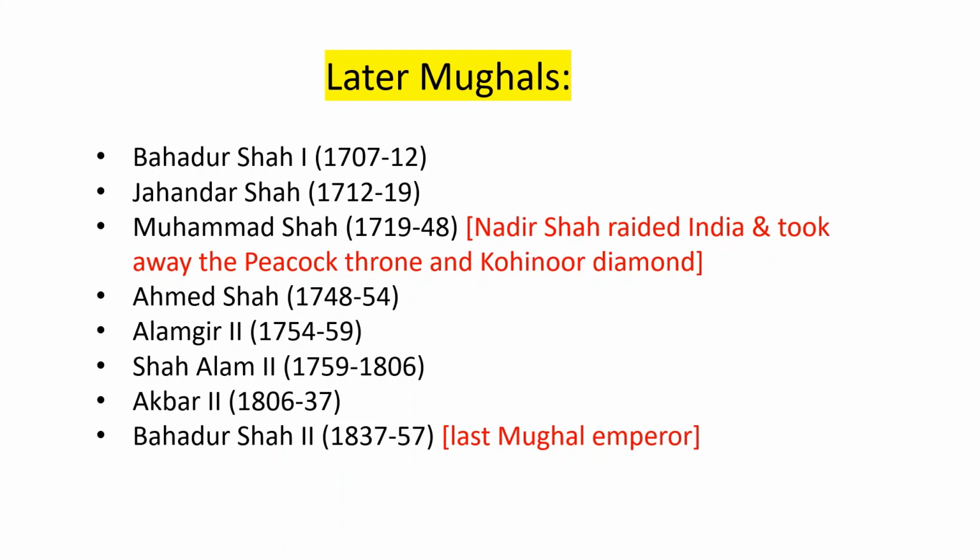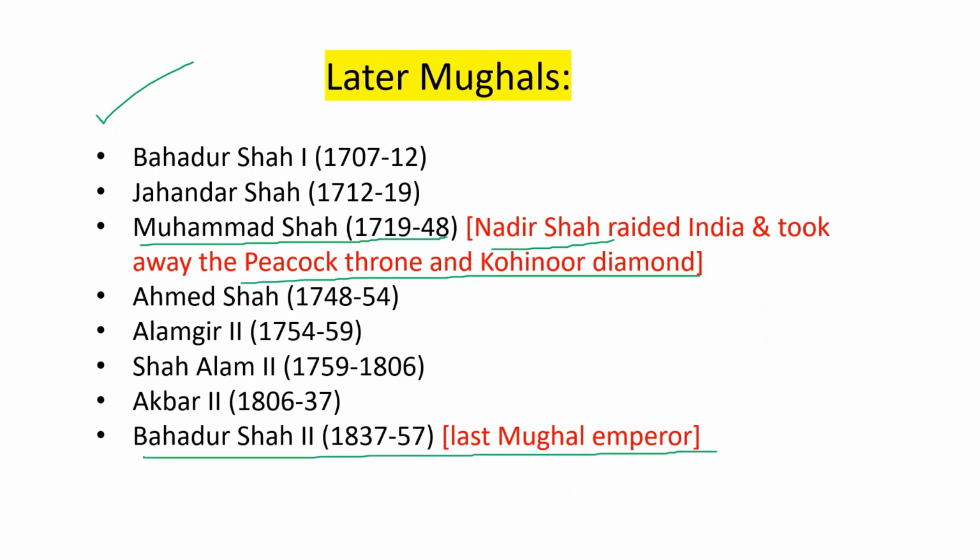After the death of Aurangzeb, the following rulers ruled over India, but they were the weakest rulers and the Mughals' power started to decline. The important points to remember among these rulers are: during the ruling period of Muhammad Shah, Nadir Shah raided India and took away the Peacock Throne and Kohinoor diamond. Bahadur Shah II was the last Mughal emperor to rule over India. This is also an important point to note. Thus, Mughal history came to an end in 1857.